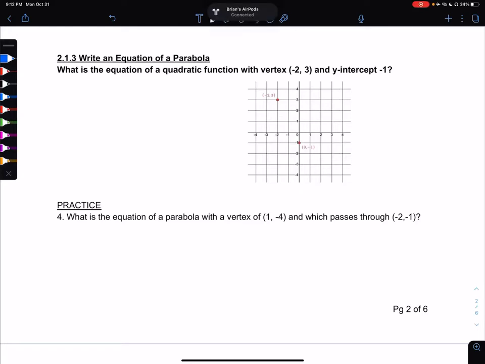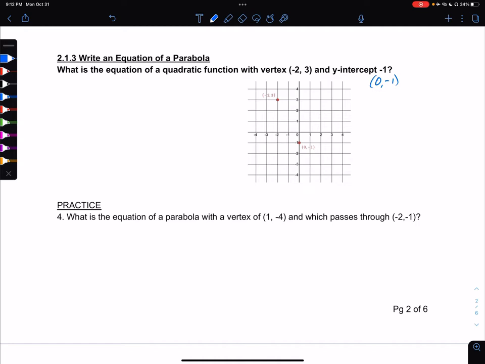Here we're going to look at how to write an equation of a parabola. The question is, what is the equation of a quadratic function with vertex (-2, 3) and y-intercept of -1? So the y-intercept we can also look at as the coordinate point (0, -1), and that's shown on the graph. It'll come into play in a moment.